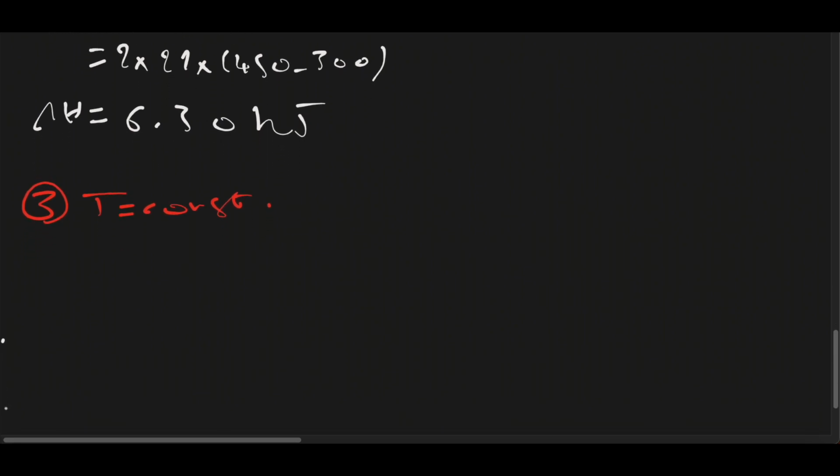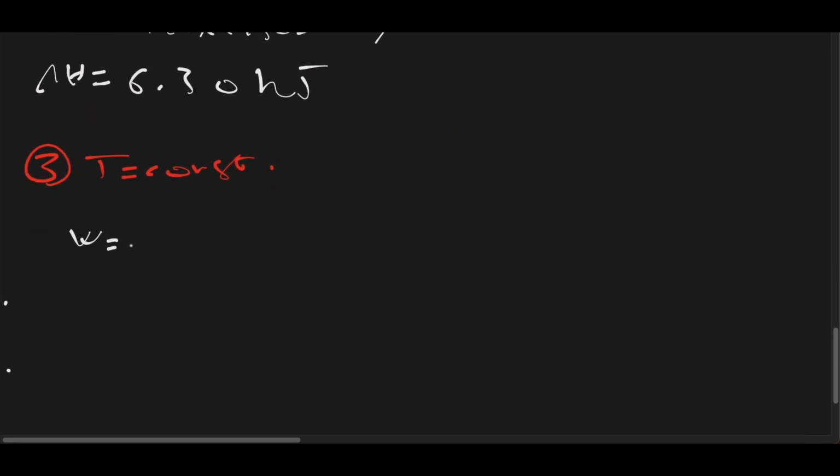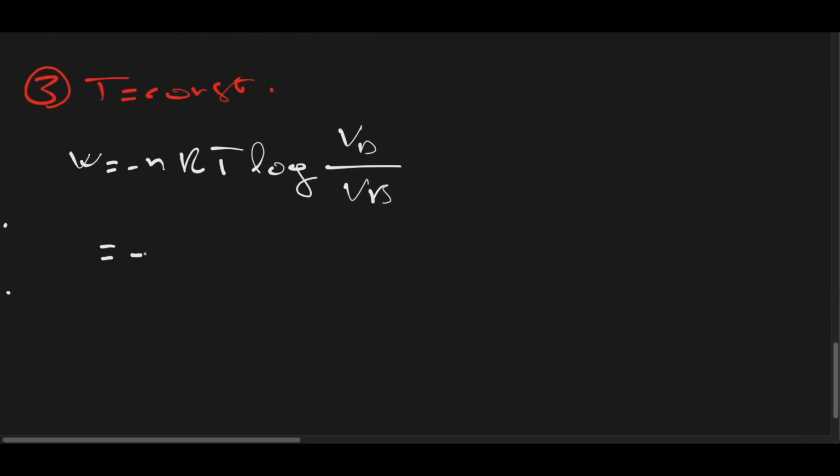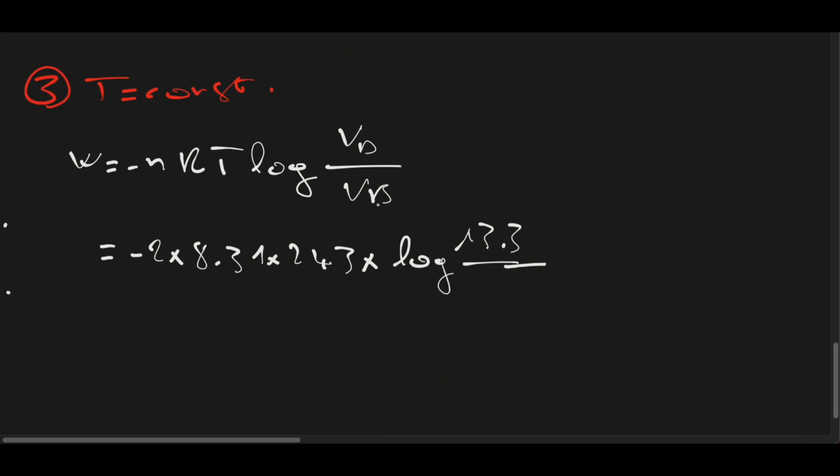For isothermal change, the expression of work is as follows: natural logarithm of V in state D over V in state B. So we have here minus 2 times R times 243 times log. Here we have 13.3 liters. Volume in state B is equal to 8.87. And here we get a value of minus 1.64 kilojoules.